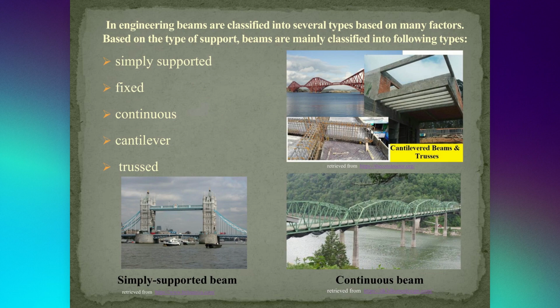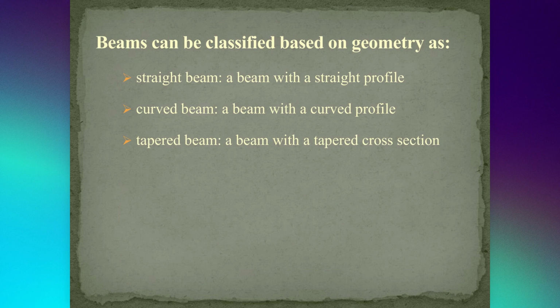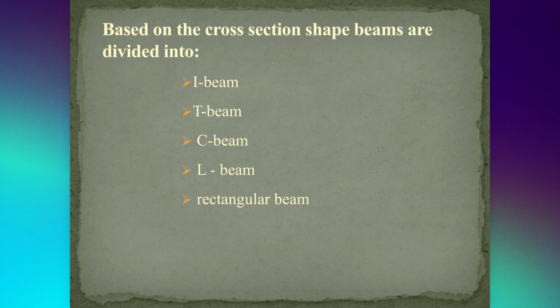In engineering, beams are classified into several types based on many factors. Based on the type of support, beams are mainly classified into the following types: simply supported, fixed, continuous, cantilever, and trussed. Beams can be classified based on geometry as straight beam, a beam with a straight profile; curved beam, a beam with a curved profile; and tapered beam, a beam with a tapered cross-section. Based on the cross-section shape, beams are divided into I-beam, T-beam, C-beam, L-beam, and rectangular beam.